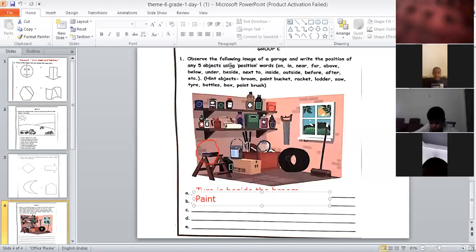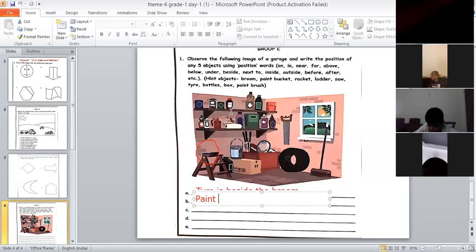Ashrita. Yes, ma'am. Tell me the sentence. Paintbrush. No, you tell me the sentence for paintbrush, Ashrita. Paintbrush is. Ashrita, first tell me for paintbrush. Okay, ma'am. Paintbrush is on the chair.